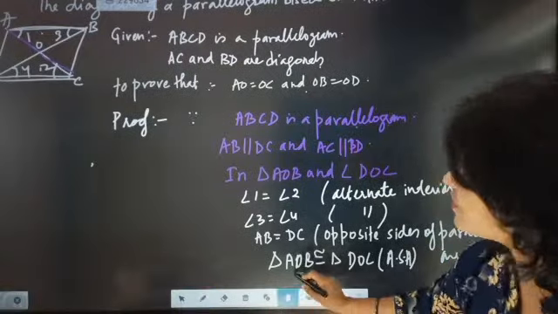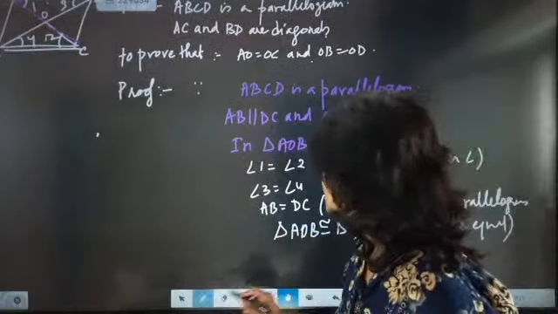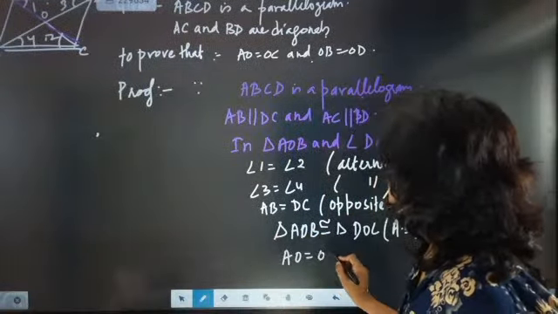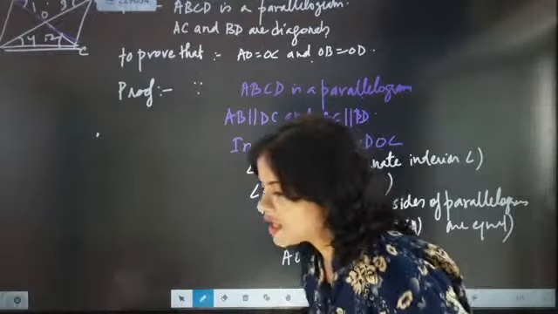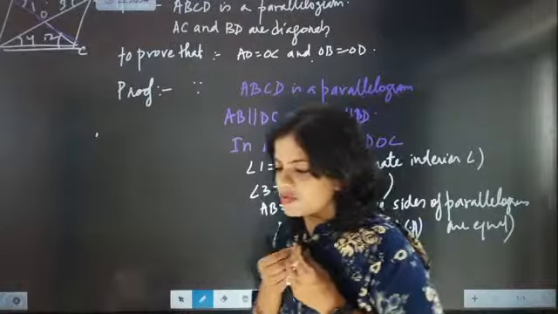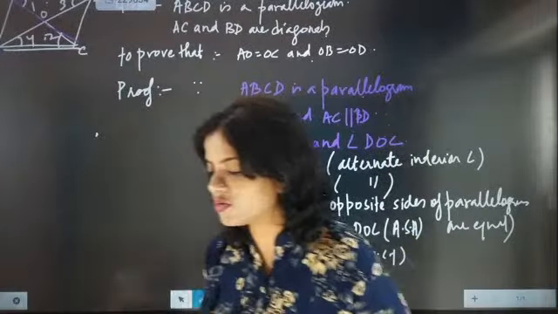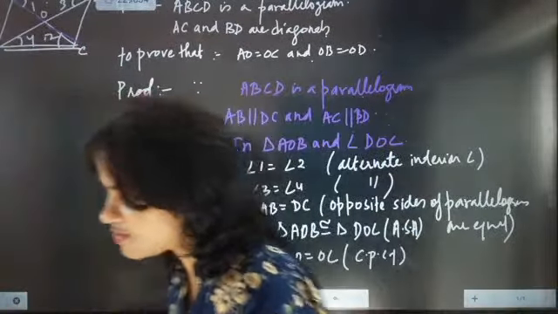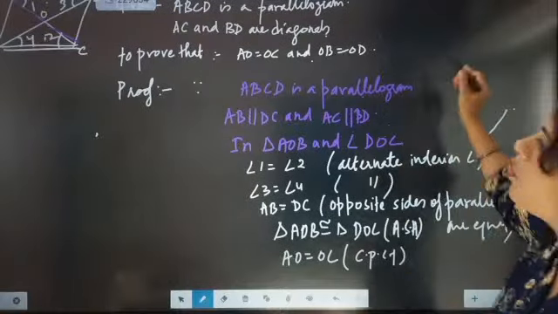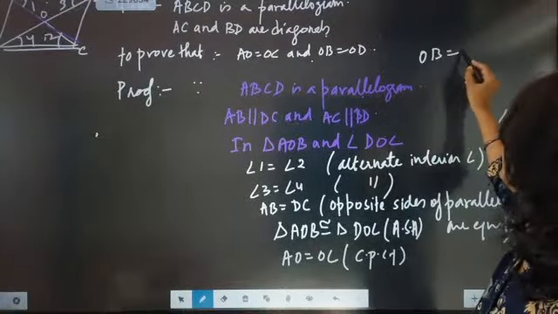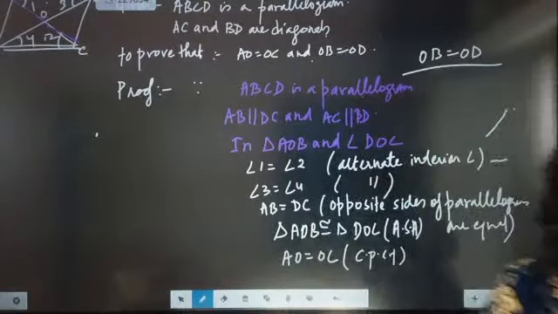And by CPCT we can say AO will be equal to OC, corresponding parts of congruent triangles. Story over. And similarly you can prove that OB will be equal to OD. Similarly you can prove this one.